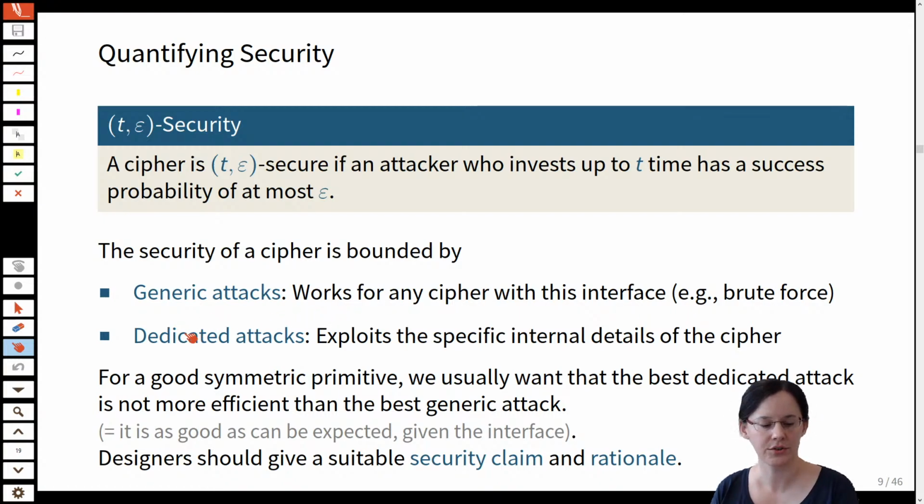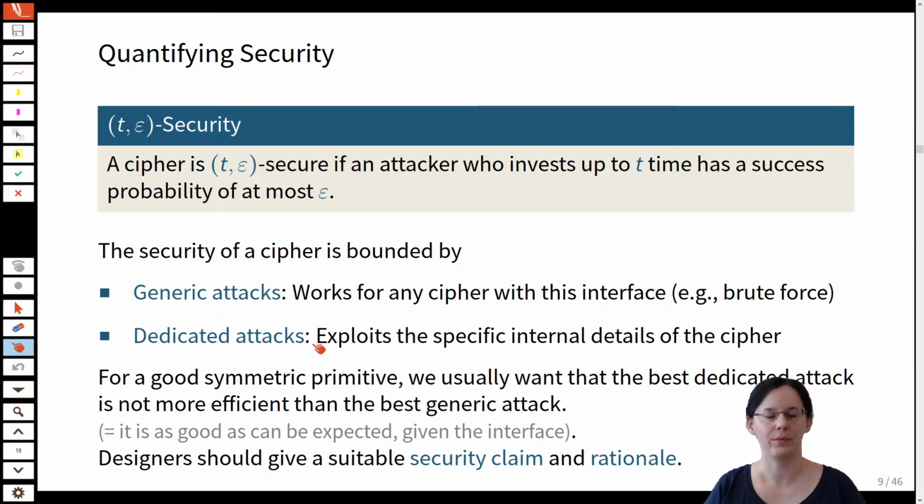There is however, also a different type, namely so-called dedicated attacks. Dedicated means we're not just looking at the interface, but we're looking at the actual internals of the cipher and exploiting these internals. So for example, we look at the round function and see if there are any weaknesses in there.